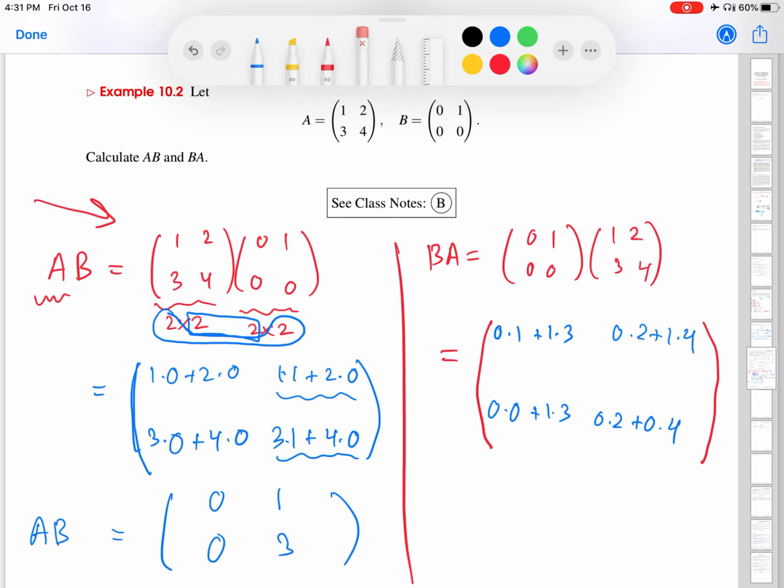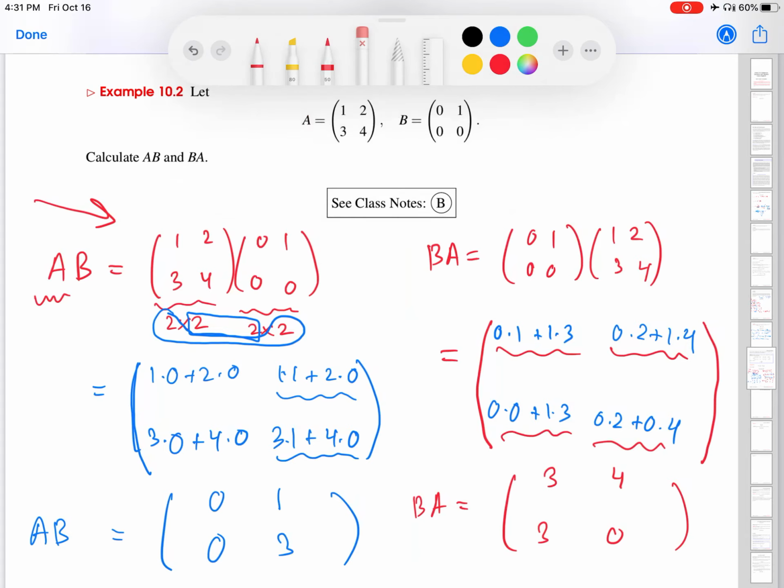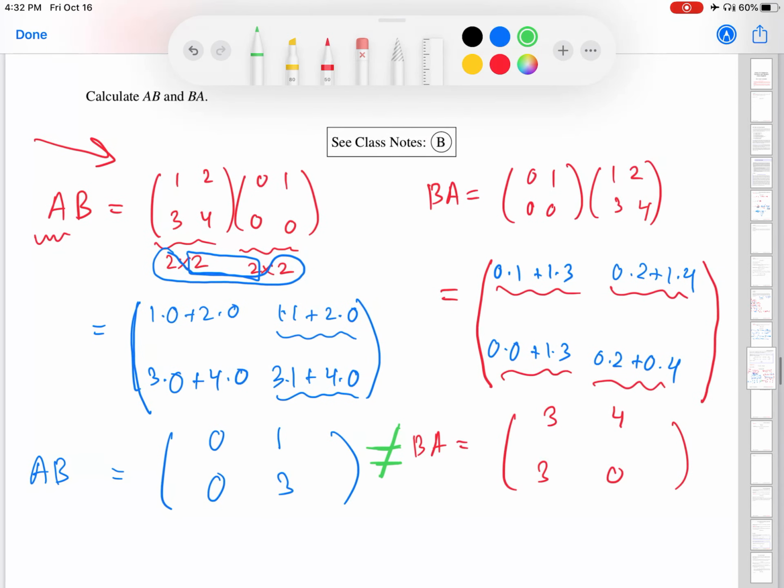Okay, so I've calculated the product, and now the moment we've all been waiting for. What do we get? From here I get 3, and here I get 4. Here I get 3, and here I get 0. I'm going to erase this dividing line to showcase the big result, that these particular products of matrices are not equal. On the left-hand side, I have this matrix, and on the right-hand side, I have this matrix. They have the same size, but their entries are different, so they are not the same matrix.